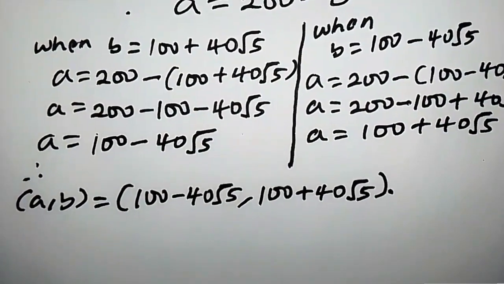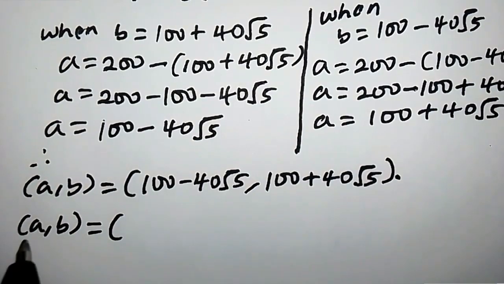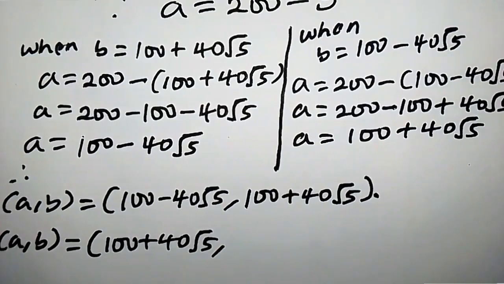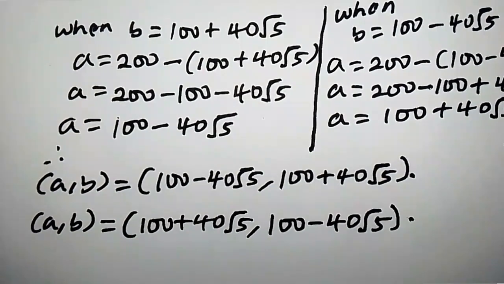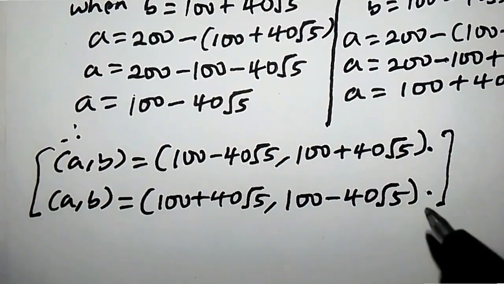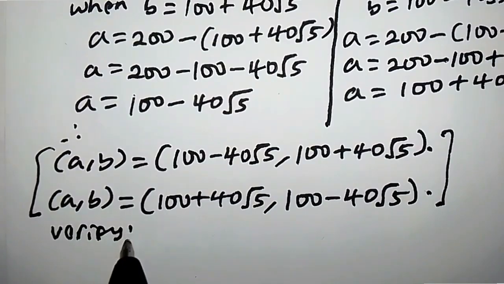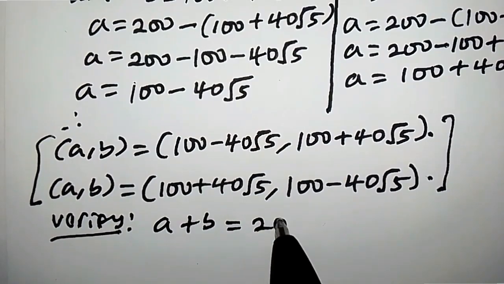So it is very obvious that the second solution, A comma B, is equal to, the value of A is 100 plus 40 root 5, and B happens to be 100 minus 40 root 5. These are the two solutions for this nice algebra problem. We can verify if these solutions are correct, using equation 2, that is A plus B equal to 200.